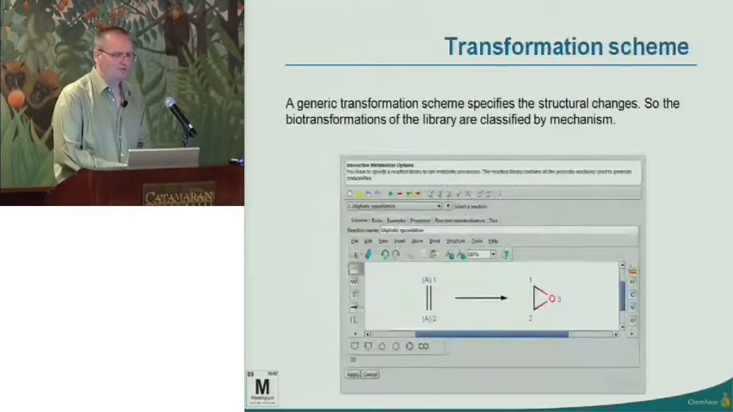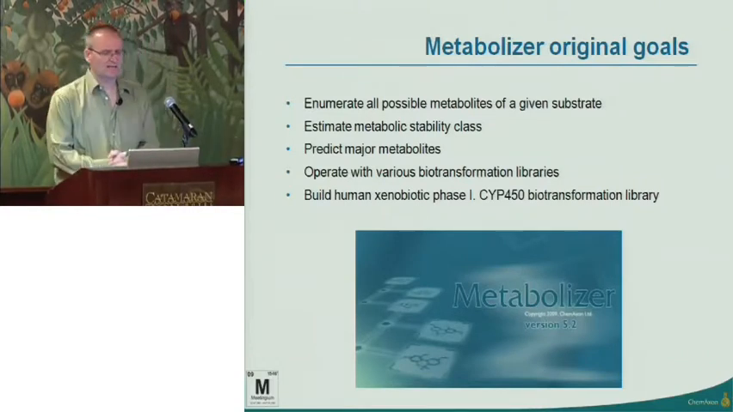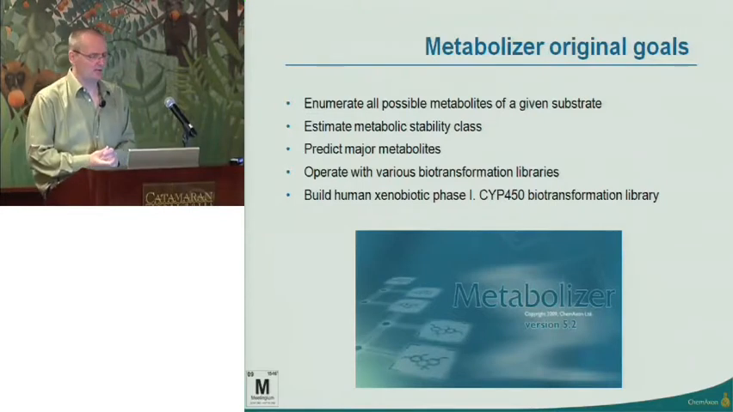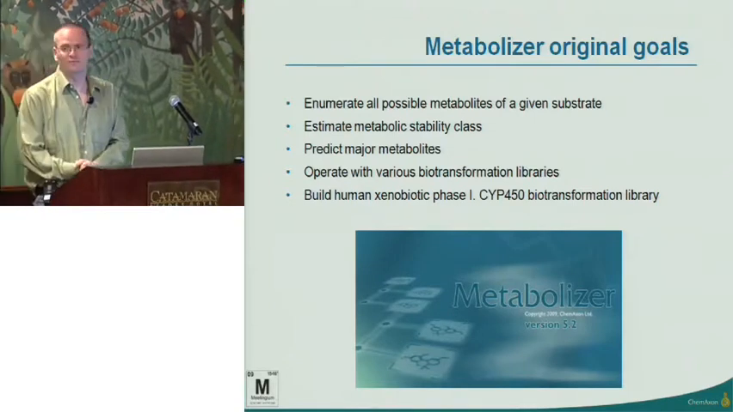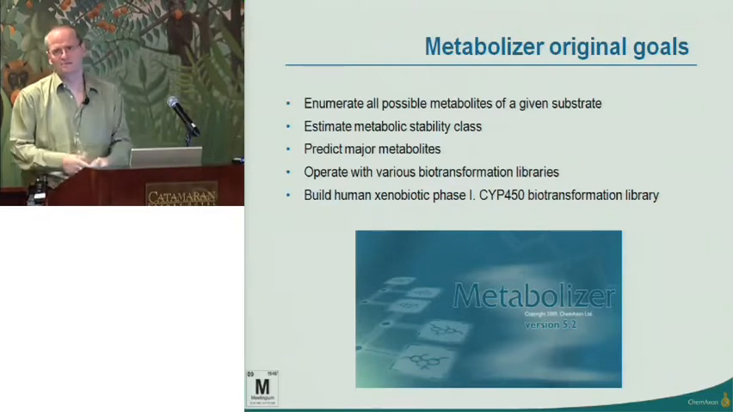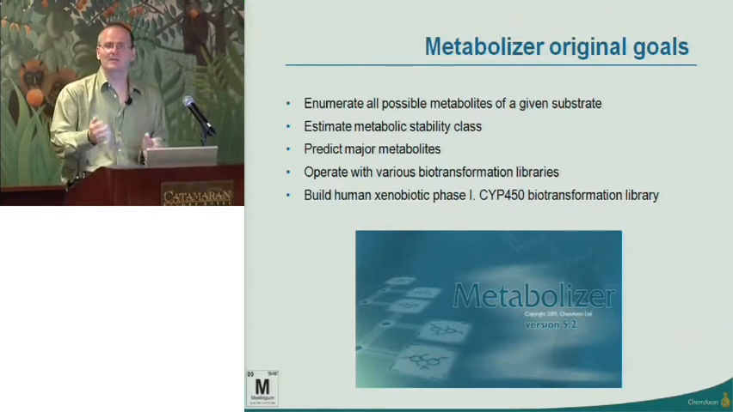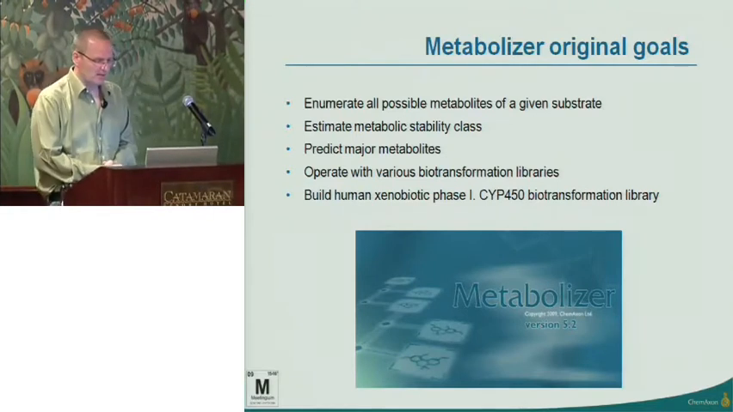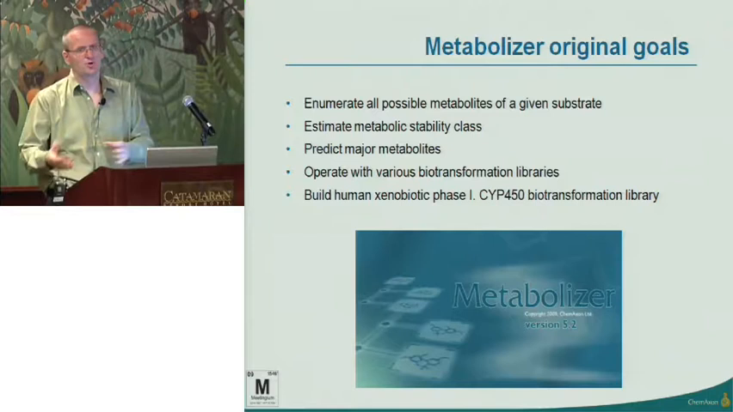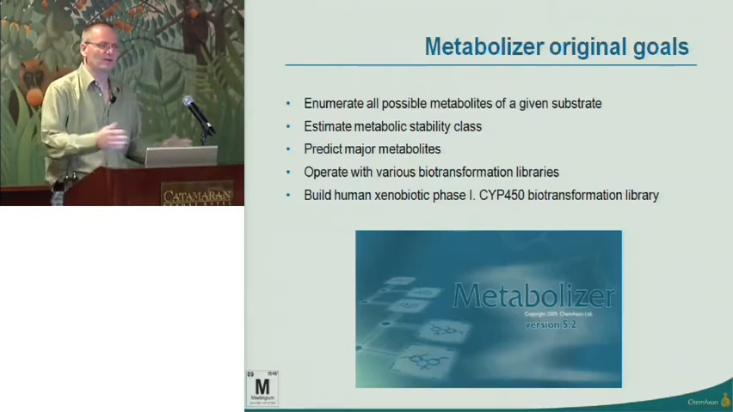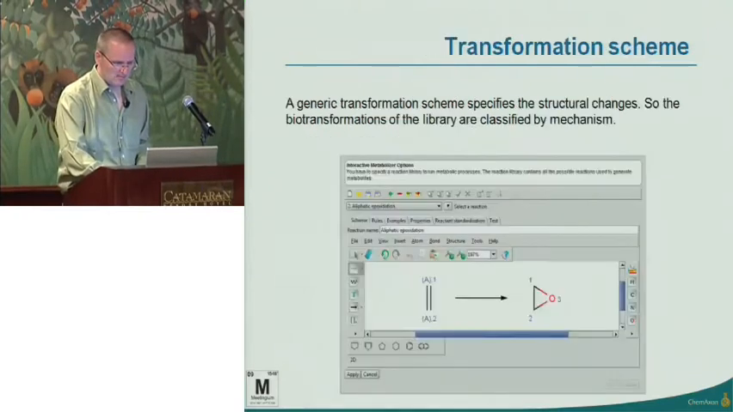The goals were to enumerate all possible metabolites of a given substrate, estimate the metabolic stability of molecules, and predict the major metabolites, not just generate tens of thousands of metabolites from a substrate. For me, generating that many seems similar to generating nothing; the aim is a smaller set which can be identified experimentally as well. And as a reactor, it should be able to operate with various libraries like human, xenobiotic, phase 1 or phase 2, or mice, or bacterial, or plant.